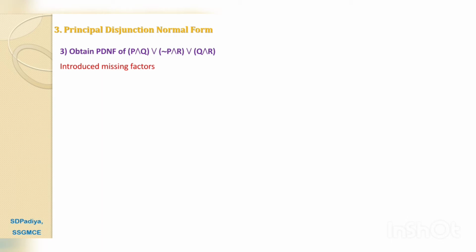In the second term, not P and R, Q is missing. And in the third term, Q and R, P is missing. That's why we can introduce these missing terms like P and Q, and in bracket R or not R, or not P and R and Q or not Q, or Q and R and P or not P.